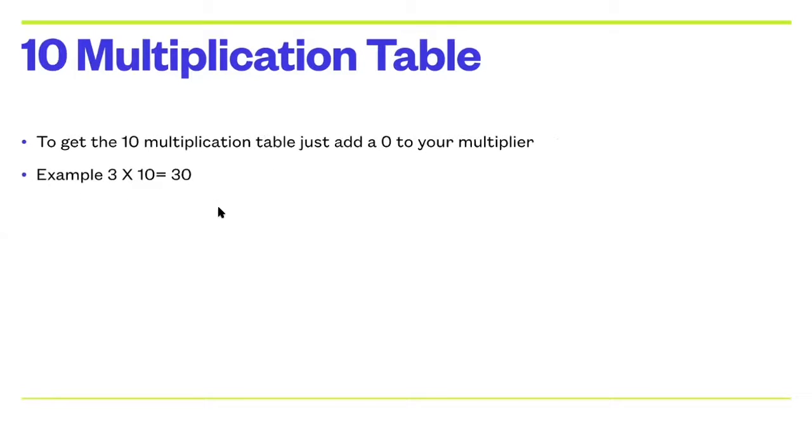Alright, so the 10 multiplication table, which is the easiest in the multiplication table that you have to memorize, is basically add a 0 to your multiplier or your multiplicand depending on where the 10 is. So for example, if you get 10 times 3, then you just add a 0 to 3, which gives you 30.